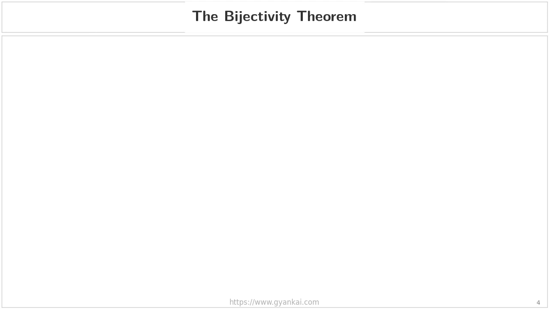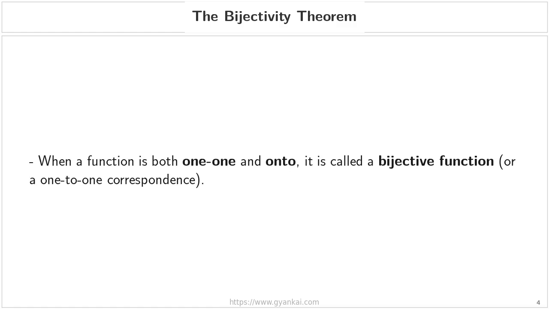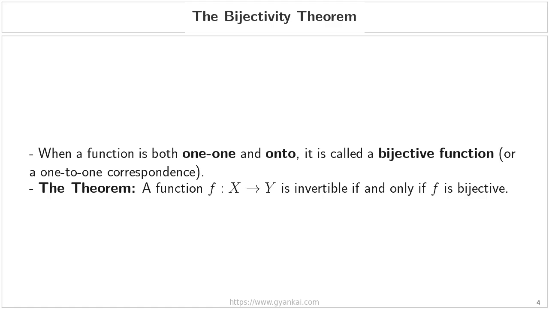The bijectivity theorem. Now that we have explored the 1-1 and onto conditions individually, let us bring these two concepts together. When a function satisfies both of these properties, meaning it is both 1-1 and onto, we refer to it as a bijective function, which is also known as a one-to-one correspondence. This brings us to a fundamental principle known as the bijectivity theorem.